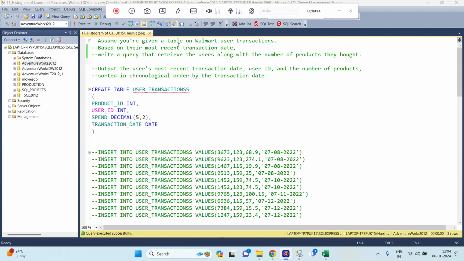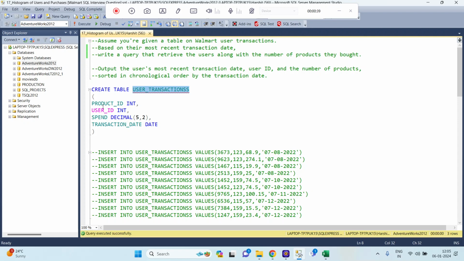Based on their most recent transaction date, write a query that retrieves the users along with the number of products they bought. Output the user's most recent transaction date, user ID and the number of products, sorted in chronological order by transaction date. So here they have given us the user_transactions table.